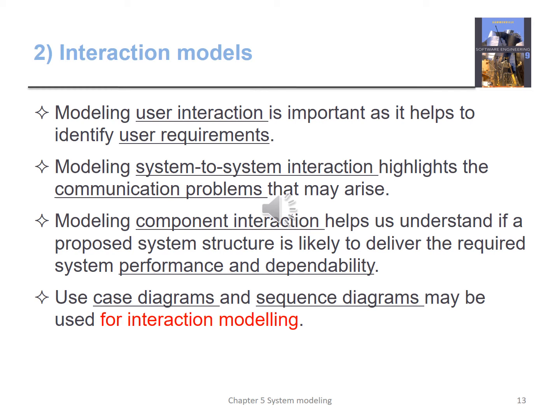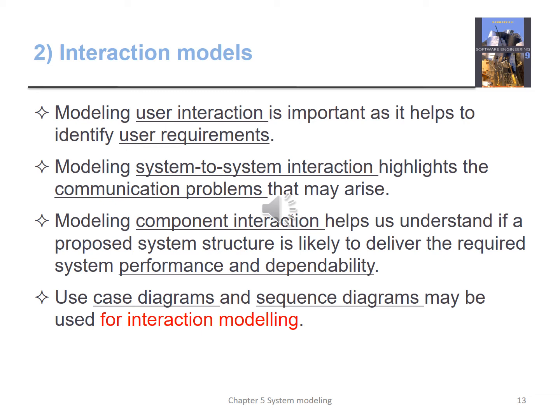Modeling user interaction is important as it helps to identify user requirements. Modeling system-to-system interaction highlights the communication problems that may arise. So the interaction could be system-to-system, component-to-component, between two components, or between system-to-system.